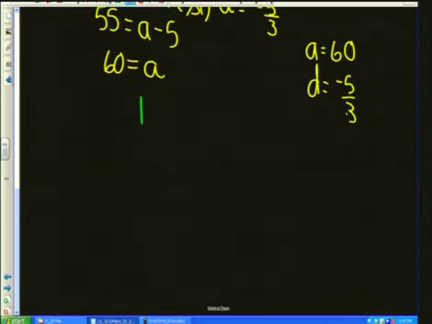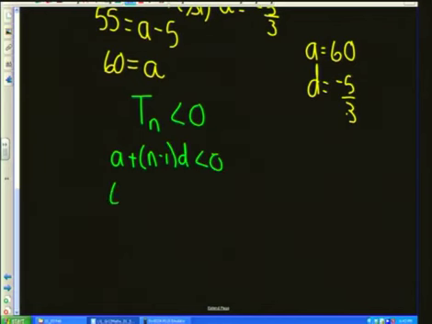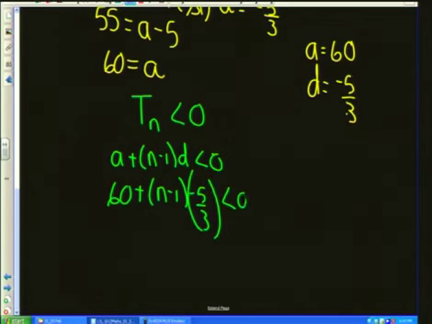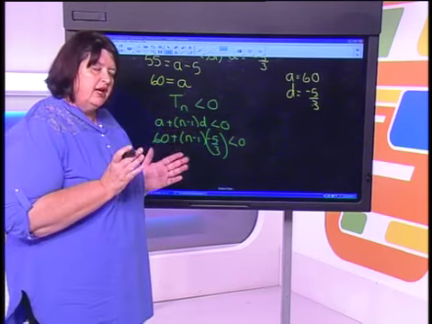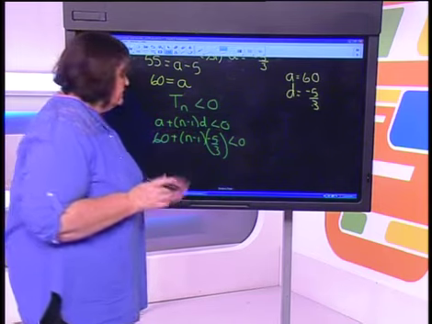So let's make it Tn less than 0. So Tn is going to be A plus n minus 1 D less than 0. Now A is 60. N is what I'm looking for. And the difference is minus 5/3. And my advice to you is keep that in a bracket, because you don't want to get confused about whether you're multiplying or you're subtracting. So if you put it in a bracket, you are sure that you are multiplying.